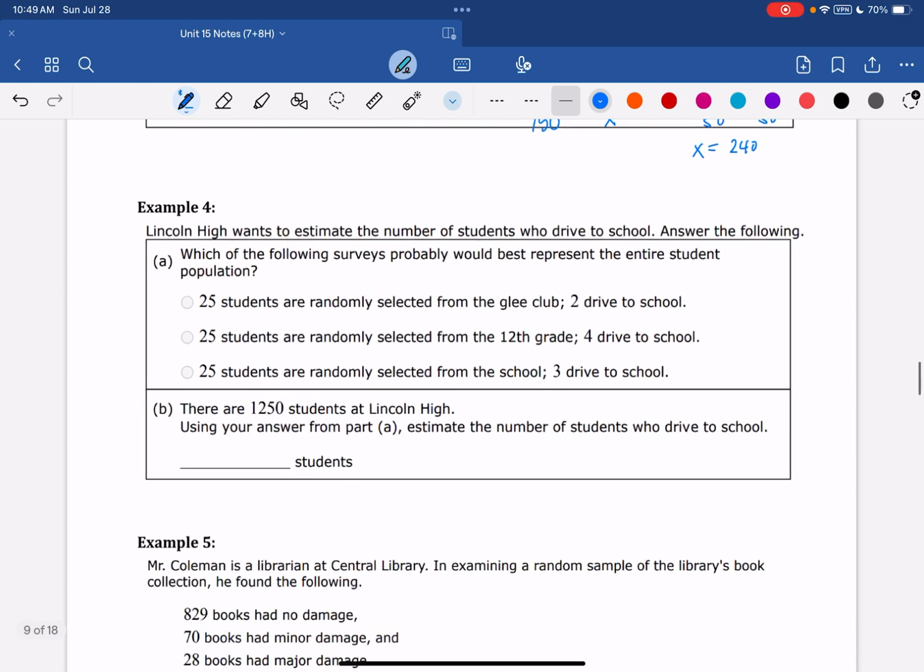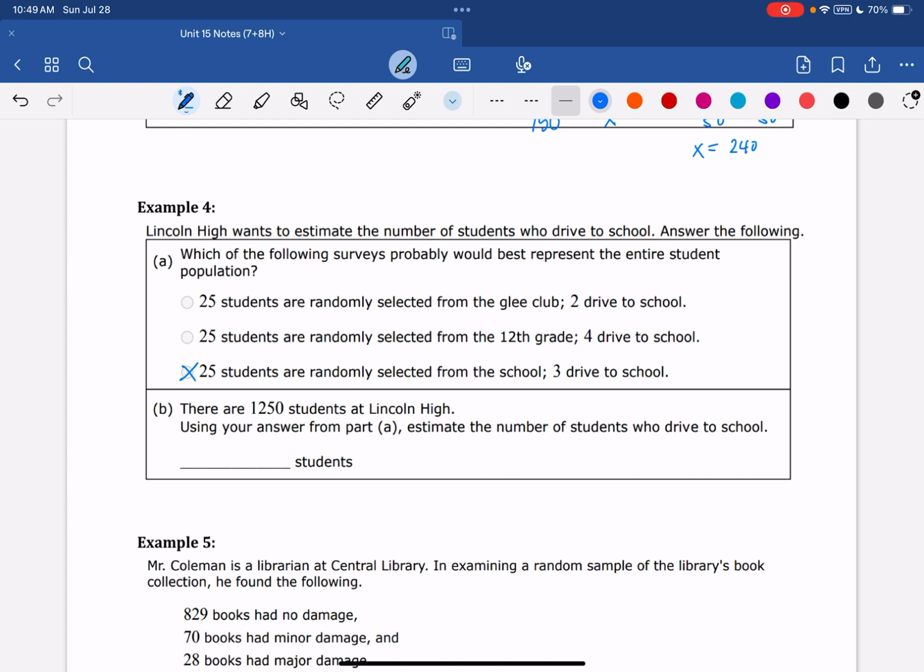Okay. Lincoln High wants to estimate the number of students who drive to school. Which of the following surveys would best represent the entire student population? 25 students randomly selected from the Glee Club are asked if they drive to school. 25 students randomly selected from the 12th grade are asked if they drive to school. And 25 are randomly selected from the whole school. Well, again, less specific is better. We're trying to represent the whole school, so we would want to randomly select from the whole school.